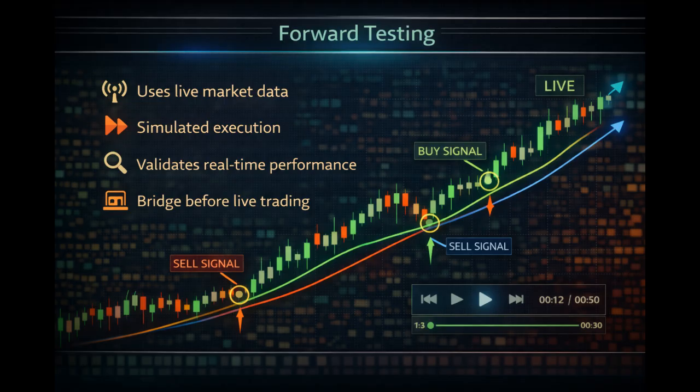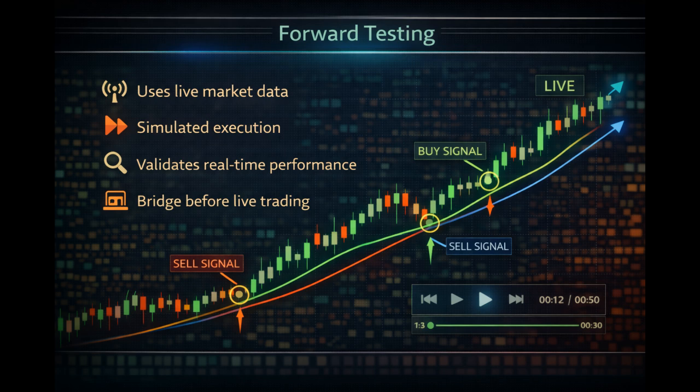Purpose of forward testing. The main purpose of forward testing is to validate whether a trading strategy performs reliably in real-time market conditions. While backtesting provides valuable insights, it relies on historical data that may not fully represent future market behavior. Forward testing allows traders to observe how the strategy reacts to live price movements, market volatility, and changing trends.